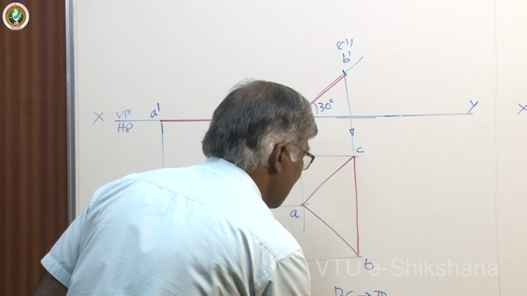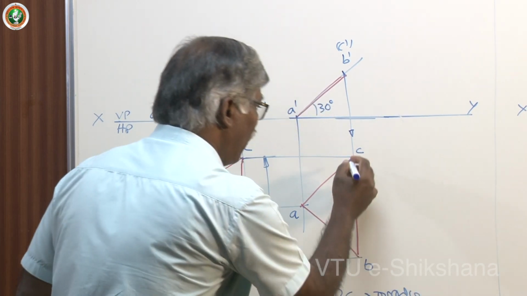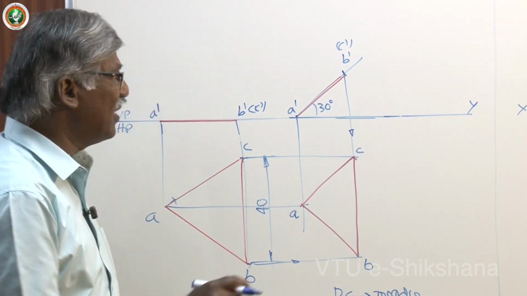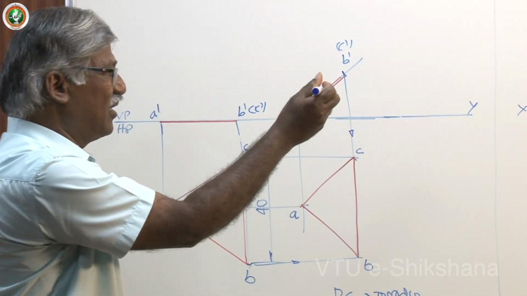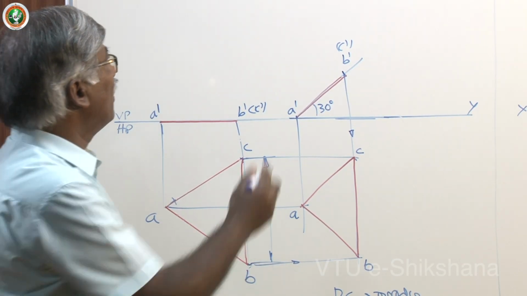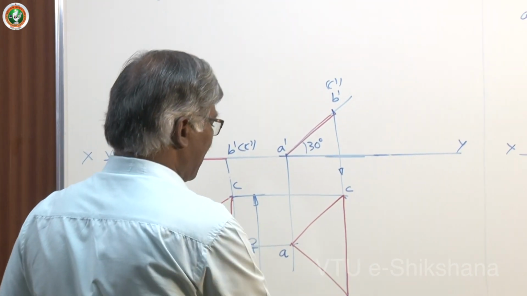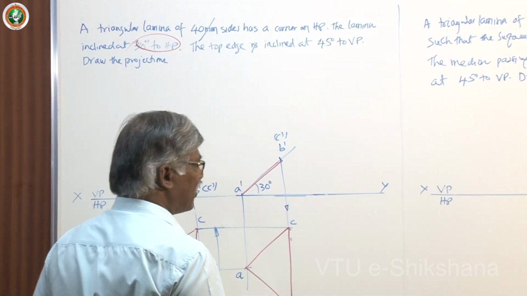Actually capital BC is the actual top edge, and the top view of that BC is small bc and this is B dash C dash in front. It looks like a point. Okay. Next, you have to do this job. The top edge is inclined at 45 degree. The top edge is this BC. You give inclination to that.